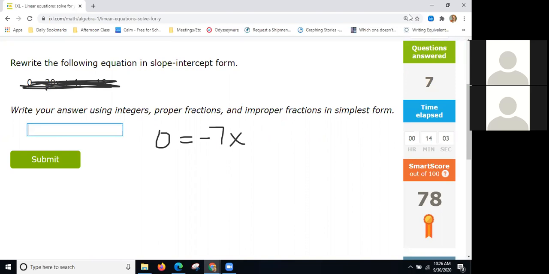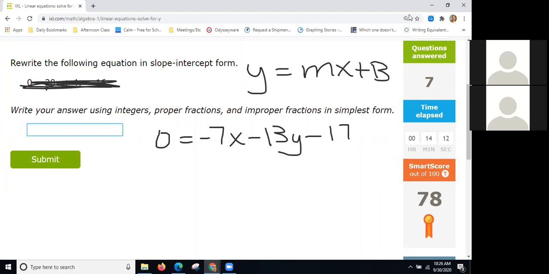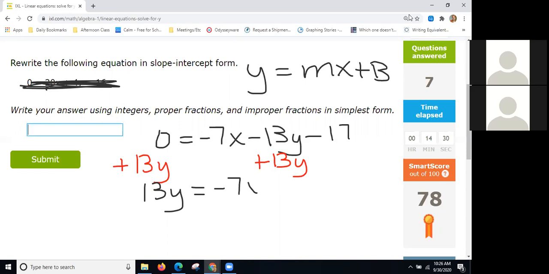So here, if I had something like this, my goal is still this, to get the y over there by itself. So the y is not where he's supposed to be. I'm going to move him over here. So he'll be over here by himself, 13y. Then the negative 7x, negative 17 are still there.